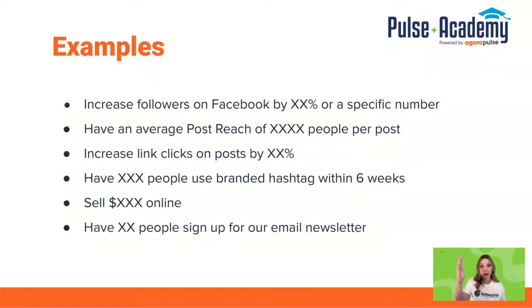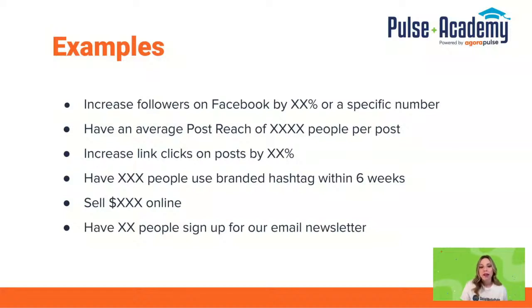So, three different types of objectives that we can have with social media. Awareness would be top of funnel, engagement, middle of the funnel, people engaging with our content, and then conversion, driving that specific action. And here are some examples of how, if you're writing out those objectives, you could write objectives related to different things. Increasing followers, that's an awareness objective. We're going to increase followers on Facebook by a certain percent or by a specific number.